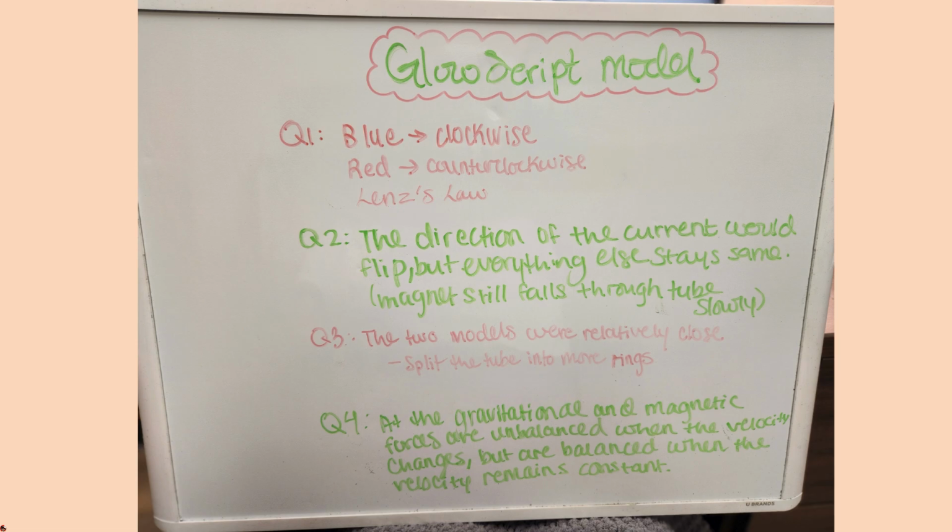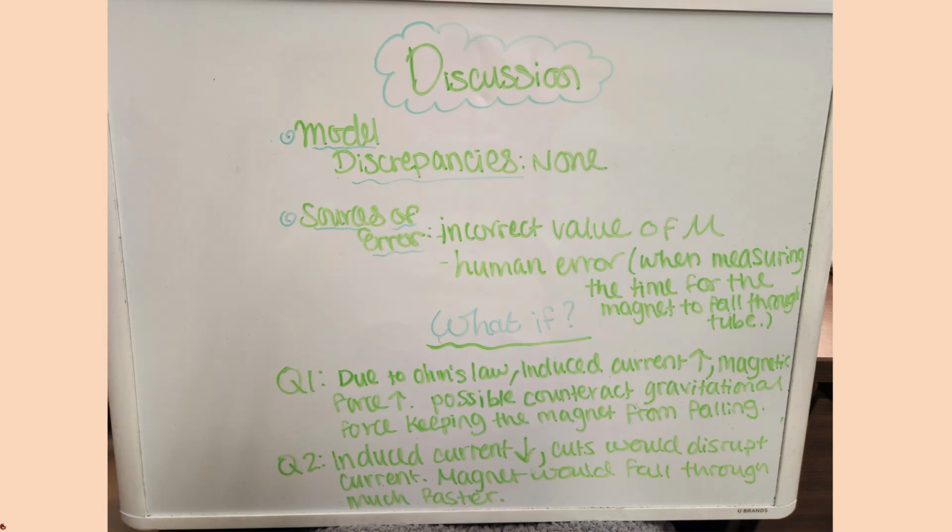How does the total time in tube of your real world system compare to that of your computational system? How might the computational system be made more accurate? The two models are relatively close, but it could have been made more accurate by splitting the tube into more rings. And what does the shape of the velocity versus time plot tell you about the forces acting on the bar magnet? The gravitational and magnetic forces are imbalanced when the velocity changes, but they are balanced when the velocity remains constant.